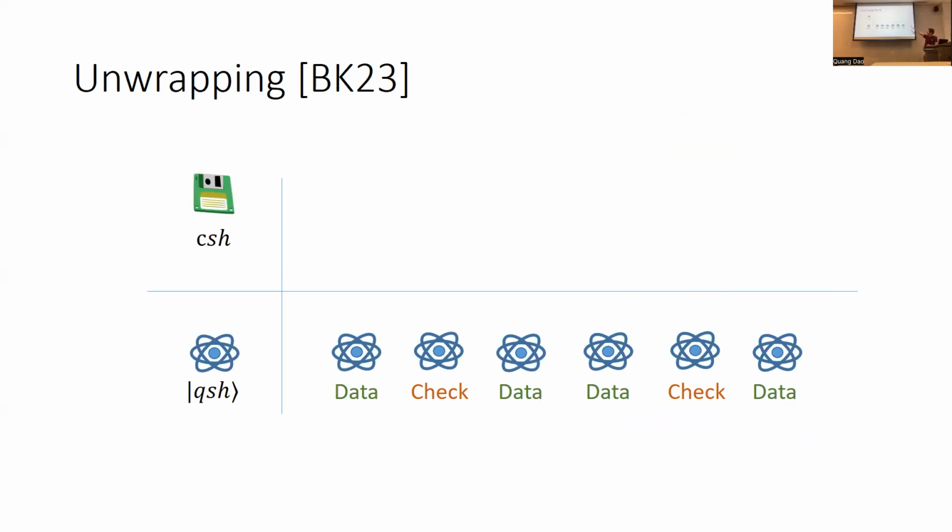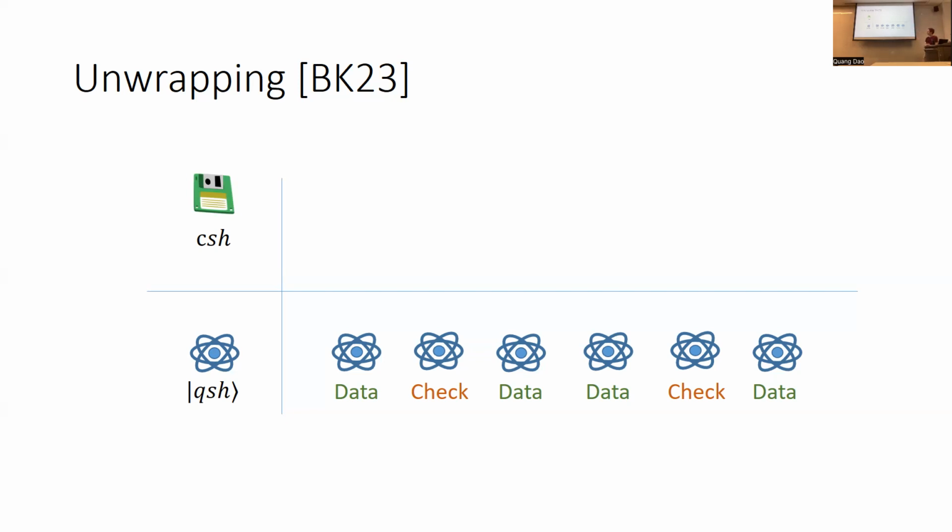So let's go ahead and unwrap the BK23 scheme. In here, we'll see that the quantum share consists of a number of data positions. These are going to be encoded in one basis. It'll also have some check positions, which don't have any information about the secret. The only reason that they exist is to be encoded in the second basis, so that we can do the checks. I'll go into a little bit more detail later as well.